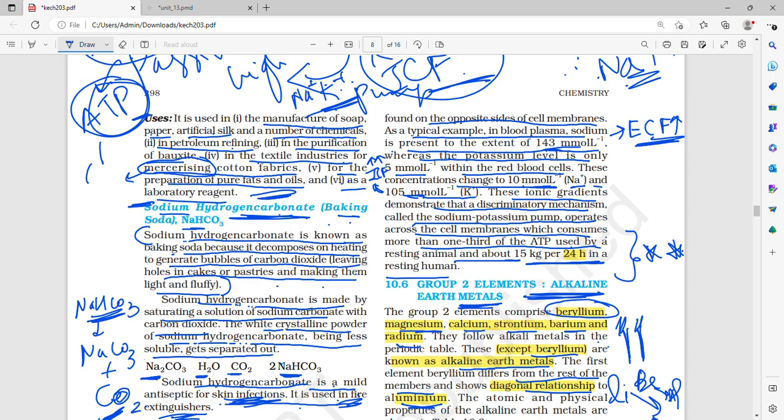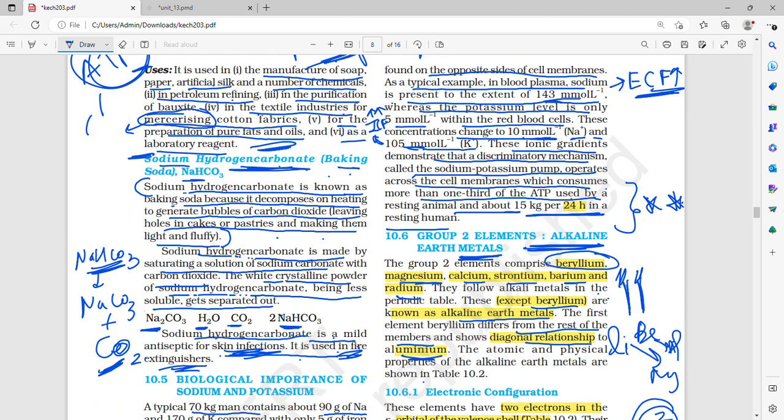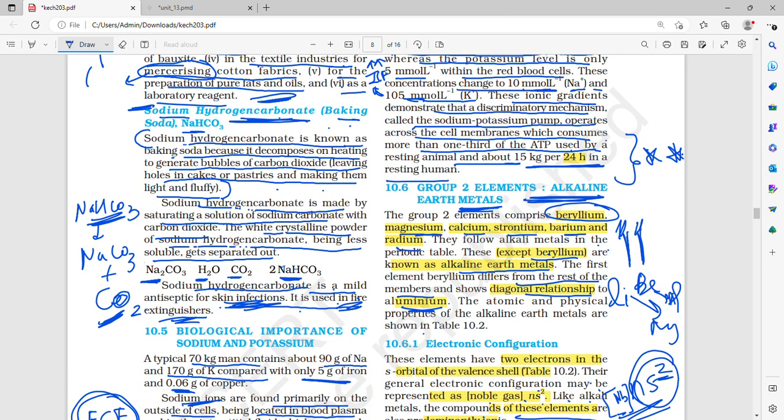Used for the manufacture of soap, paper, artificial silk, a number of chemicals, used in petroleum refining, used in the purification of bauxite. It is used in the mercerizing of cotton in textile industries. And it is used for the preparation of pure fats and oils, and it is used as a laboratory reagent.